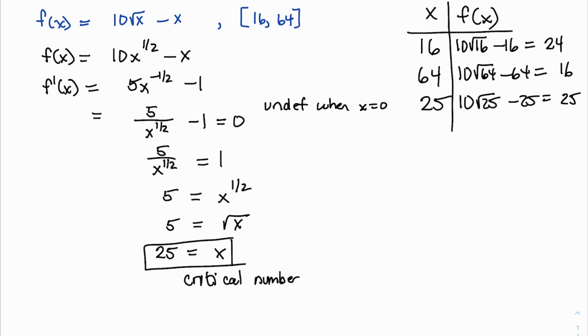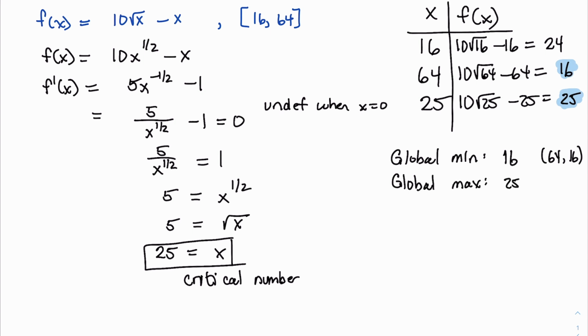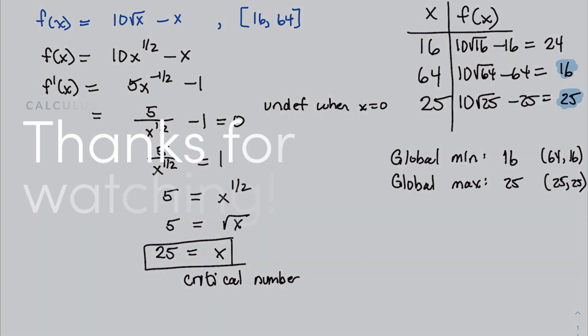So look at that. We have our maximum value here and our minimum value here. So that means that the global minimum value is 16, which occurs when x equals 64. So we could say at the point (64, 16). And the global maximum value is 25, which occurs at the point (25, 25). And there we have the extreme value theorem.